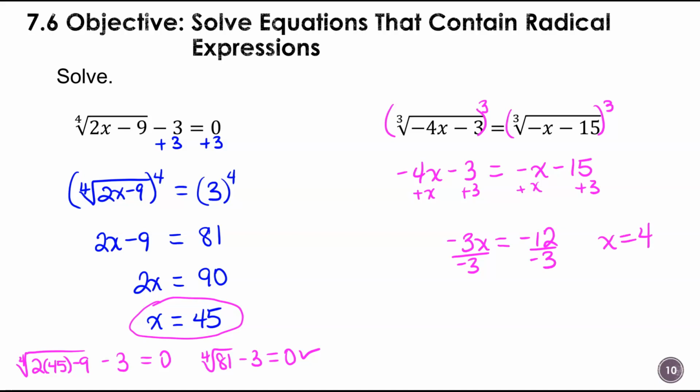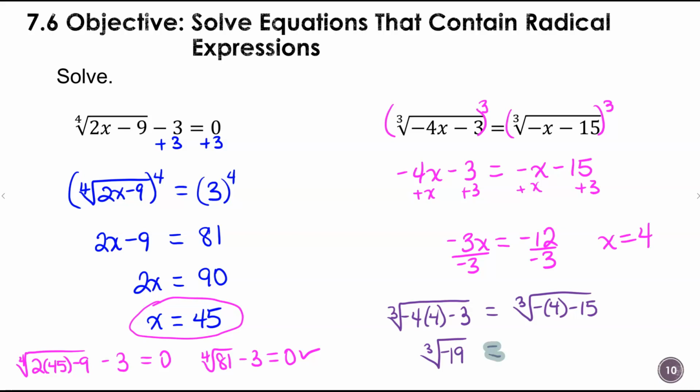So we go back to the original equation and check. So negative 4 times 4 minus 3 equals the cube root of negative 4 minus 15. All right, so that is negative 16 minus 3, the cube root of negative 19 equals the cube root of negative 19, so it checks. We couldn't simplify those two, but that's okay. You can see that they are exactly the same.